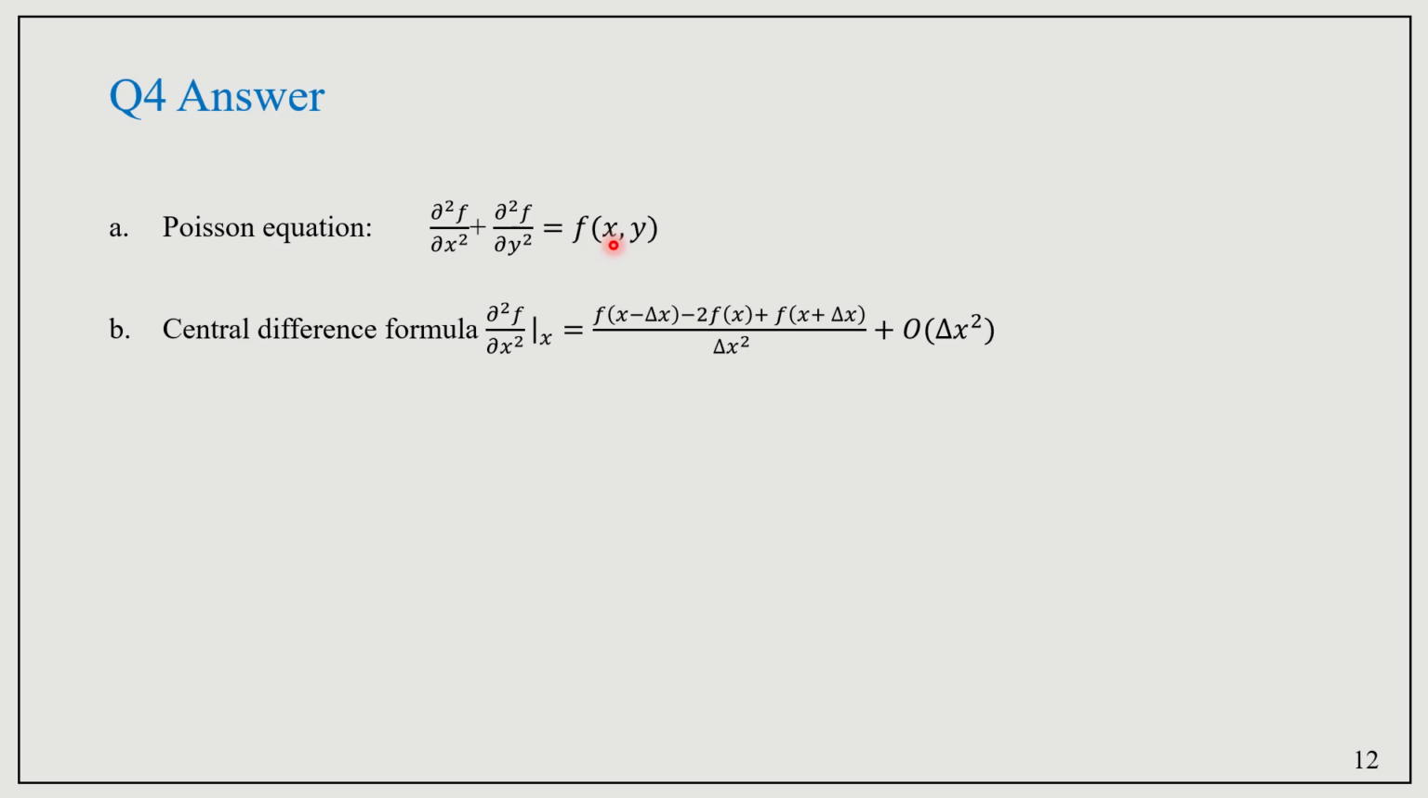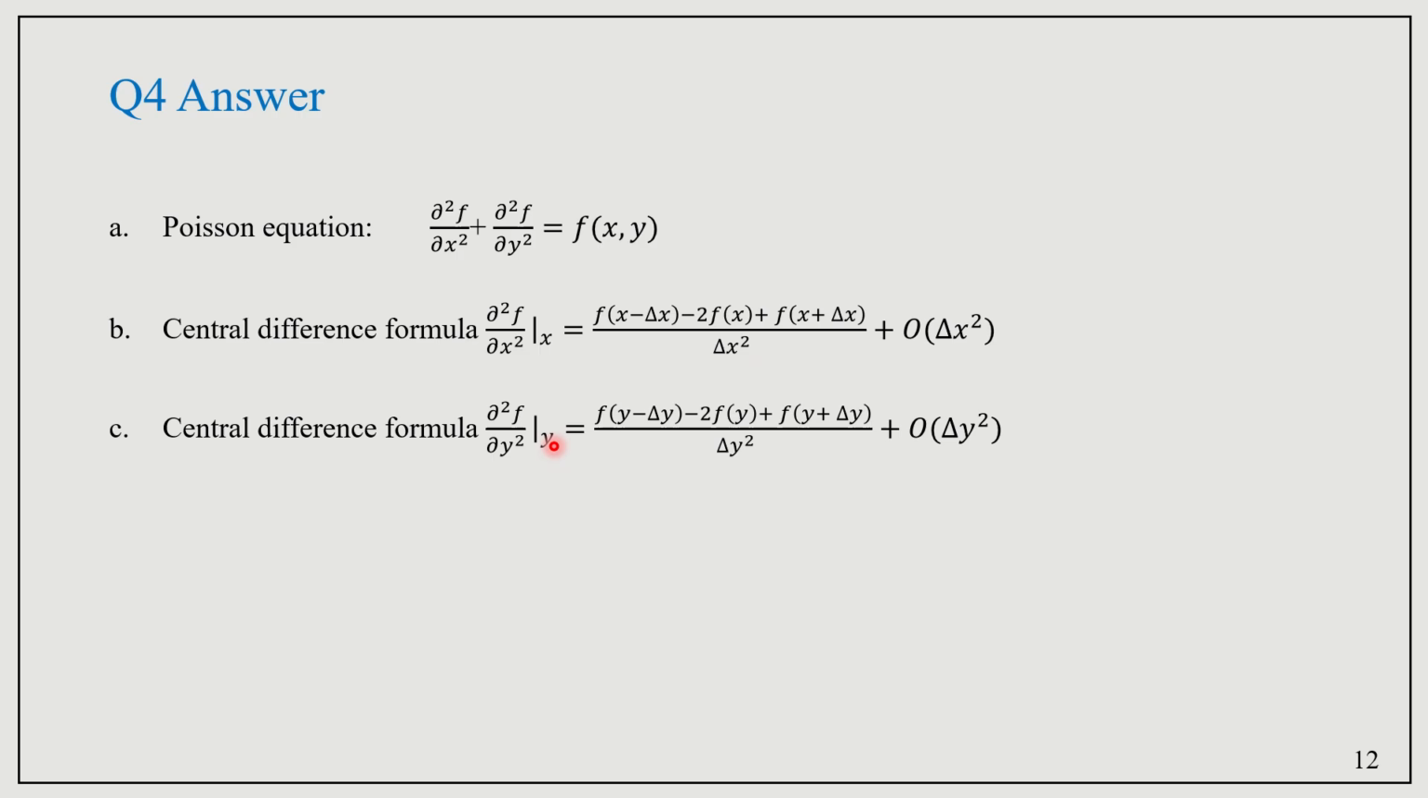So we'll see the discretization of the Poisson equation in this slide. The Poisson equation is given as dou square f by dou x square plus dou square f by dou y square equal to f of x comma y. When we use the central difference scheme for dou square f by dou x square, we get this expansion: f of x minus delta x minus 2 times f of x plus f of x plus delta x, divided by delta x square. Similarly, for dou square f by dou y square, we get f of y minus delta y minus 2 times f of y plus f of y plus delta y, divided by delta y square.